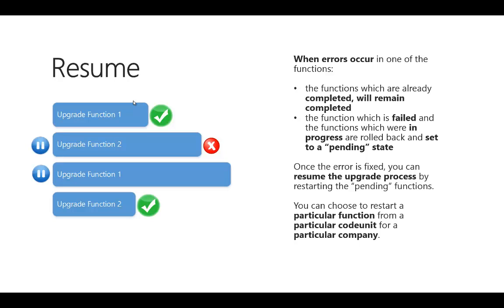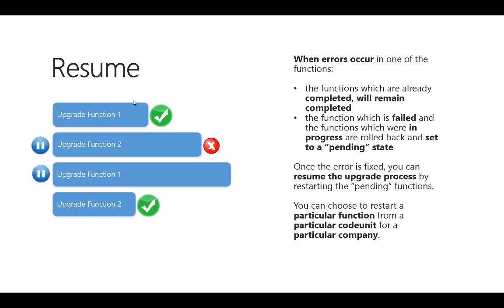Next thing, it is possible to resume the upgrade process. It is important to mention that when an error happens, and at this point of time some of the functions have already completed, they will remain completed. And the functions which failed and the ones which have not completed yet will be rolled back so that you can resume that later after you have fixed the error. So that's a very, very nice feature.